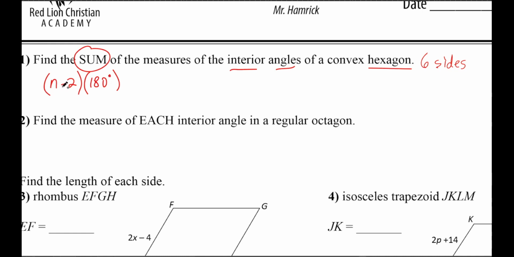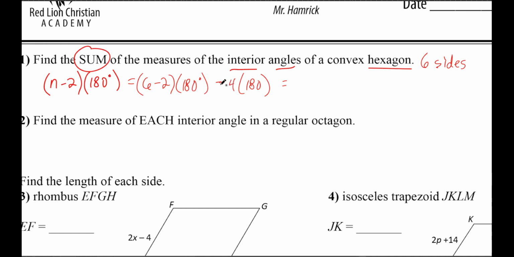So we go n minus 2. What is our n? 6. So we go 6 minus 2 times what? 180. 6 minus 2 is 4 times 180. Put it in a calculator if you need to. You might be able to do it in your head. Can you go 2 times 180? What's 2 times 180 in your head? 360. And what if you double 360? 720. If you can't do it in your head, it's fine. Use a calculator. Put in 4 times 180.